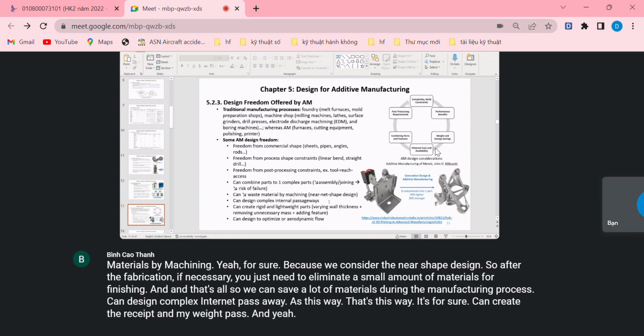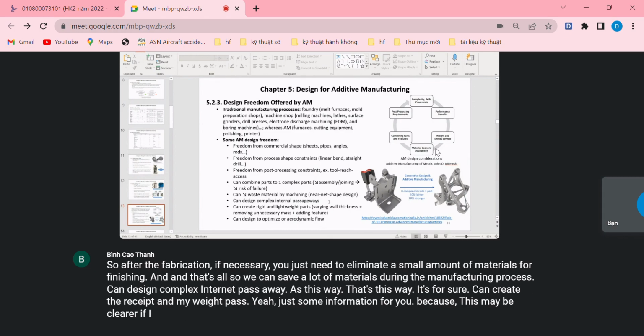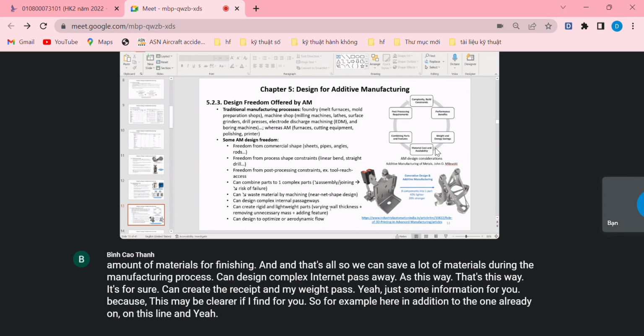Yeah, just some information for you, because this may be clearer if I find for you several examples here, in addition to the one already on this slide. But yeah, it's not always easy to find from the published papers.